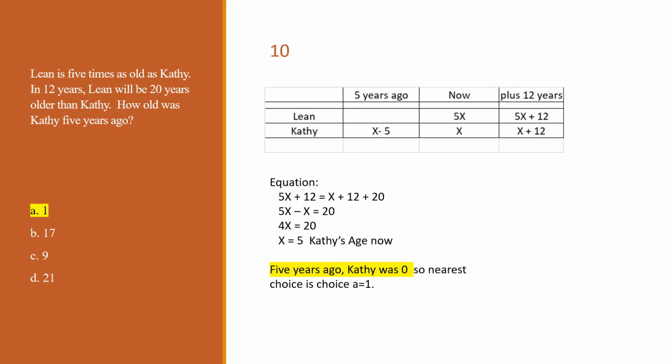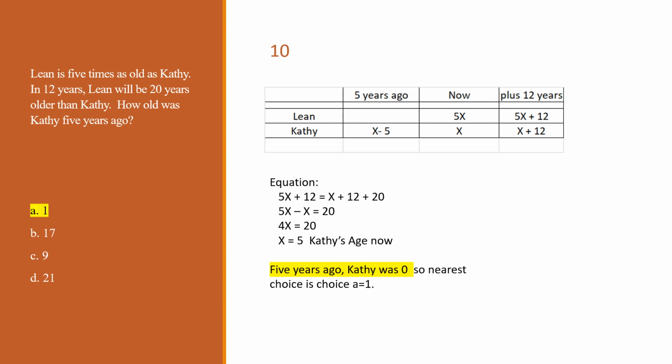For the last item in this practice set, we are given that Liang is 5 times as old as Kathy, which is with respect to a time reference which is now, and in 12 years, which will be a future time, Liang will be 20 years older than Kathy. So what we do is provide the equation that for now, Liang is 5x and Kathy is x, and in 12 years, we add 12 to 5x, that's Liang's age 12 years from now, and Kathy's age 12 years from now will be x plus 12.